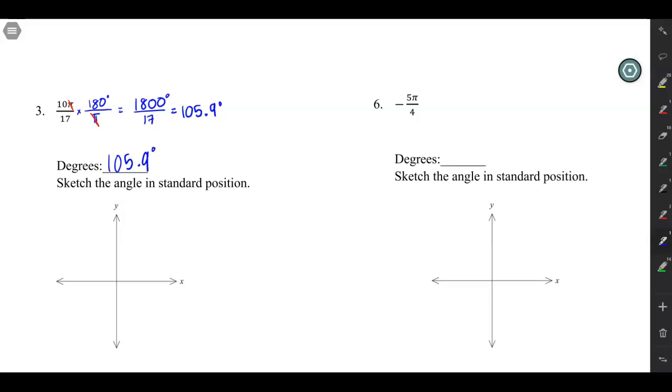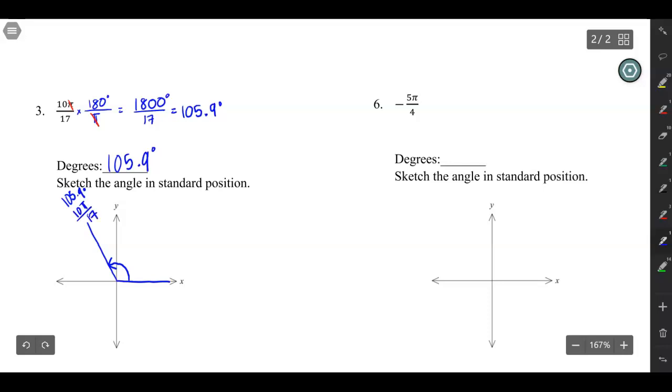So let's go ahead and sketch that in standard position. So I'm always going to start here at my x-axis. I'm going to go around until I hit 105. I hit 90 right there, and then I just go a little bit further. And that is my angle. So I'm going to say that angle is 105.9 degrees, or it's 10 pi over 17. Okay, those would both be acceptable and correct answers. So go ahead and try 6 and then pop back on and double check your answer.